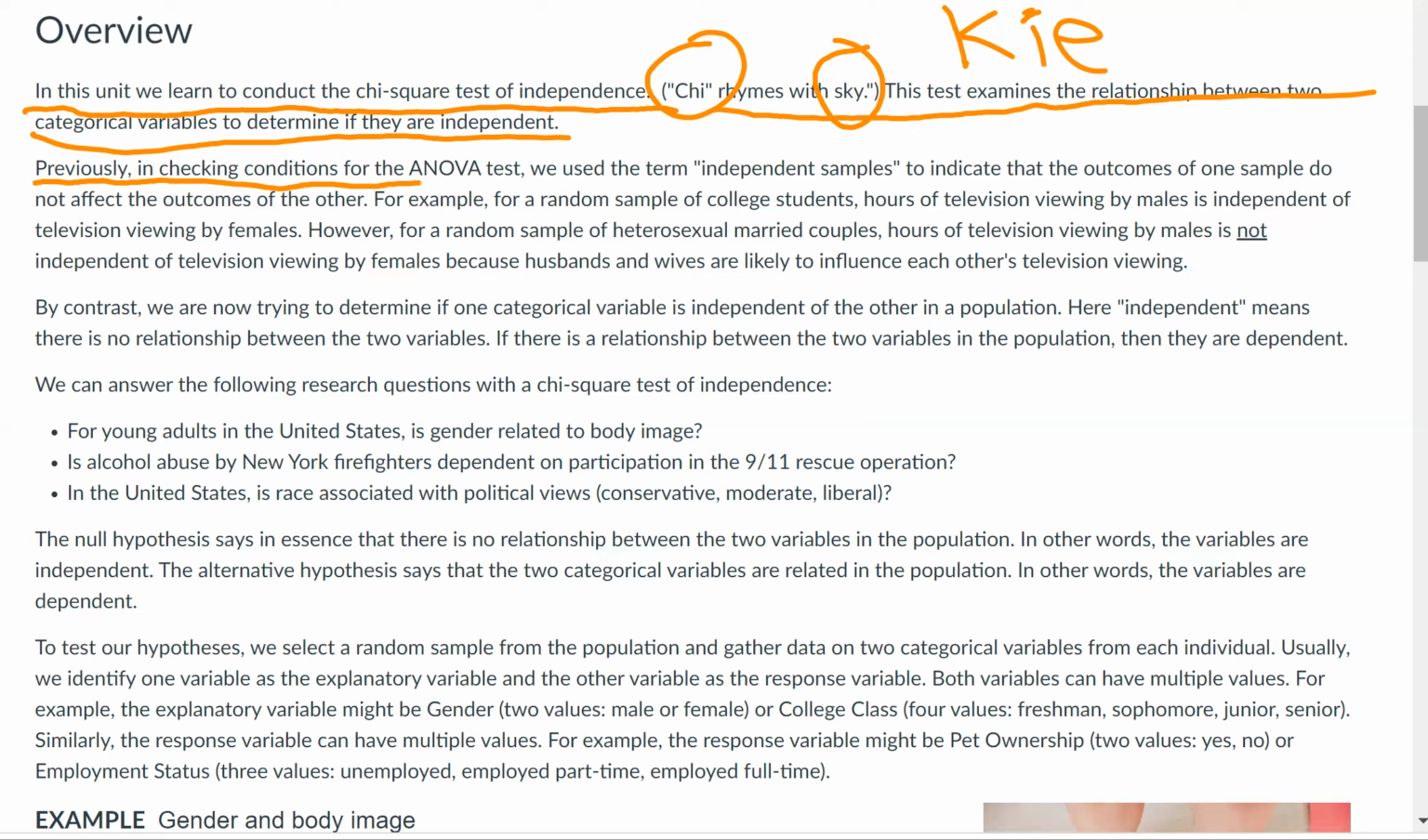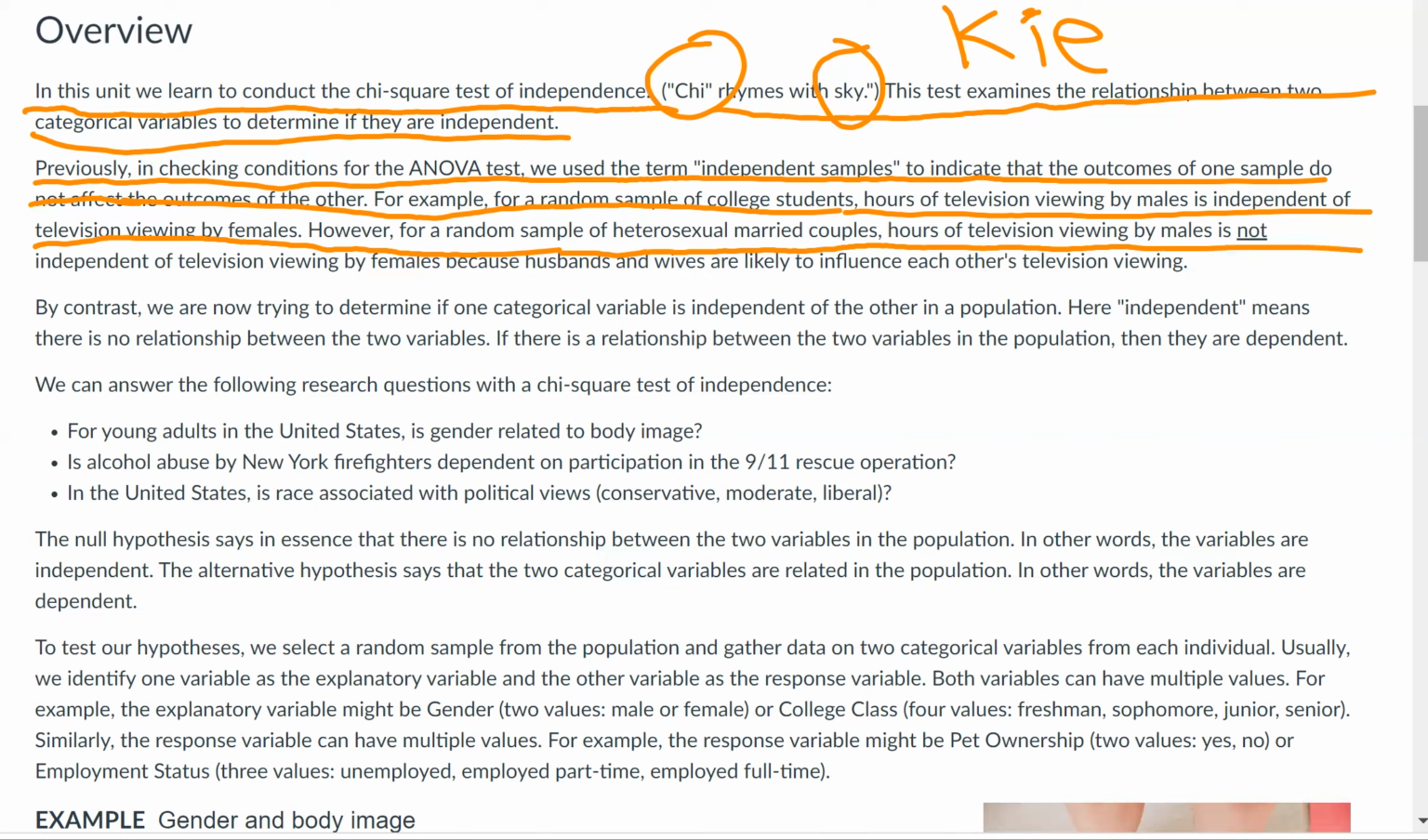Previously, in checking conditions for the ANOVA test, we learned the term independent samples to indicate that the outcomes of one sample do not affect the outcomes of the other. For example, for a random sample of college students, the hours of television viewing by males is independent of television viewing by females. However, for random samples of heterosexual married couples, hours of television viewed by males is not independent of television viewing by females, because husbands and wives are likely to influence each other's television viewing.